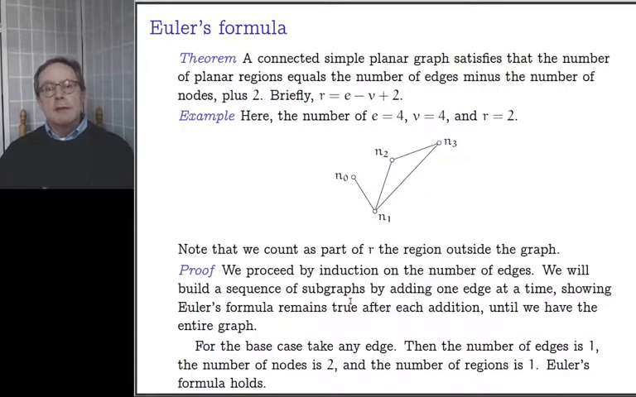Okay, and really ticking through just a number of topics that a person has seen, and one of the topics that a person may not have seen is Euler's formula. If you give me a simple planar graph, then you have to have that the number of planar regions equals the number of edges minus the number of nodes plus 2.